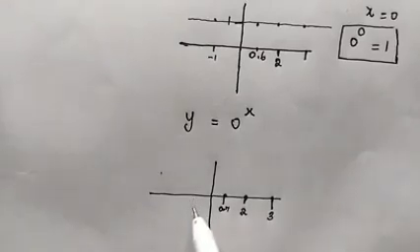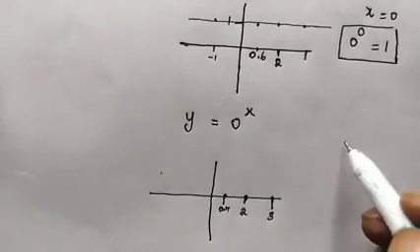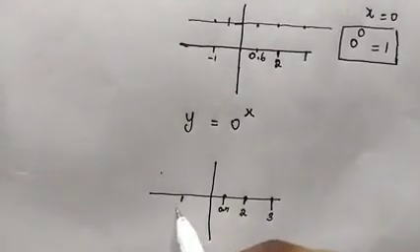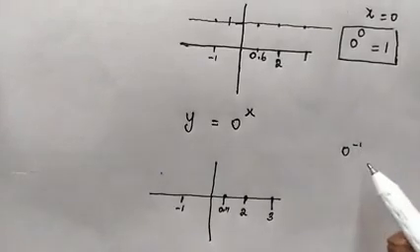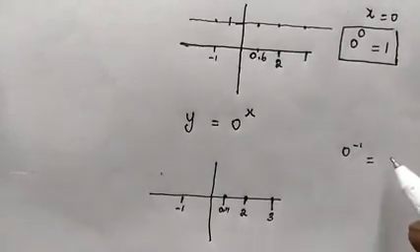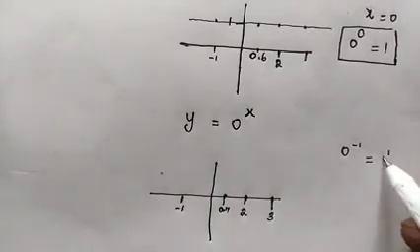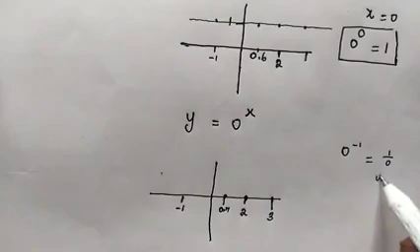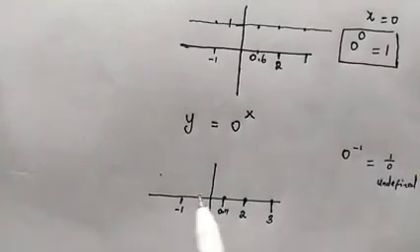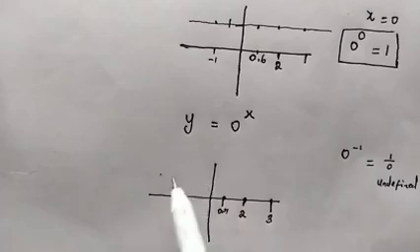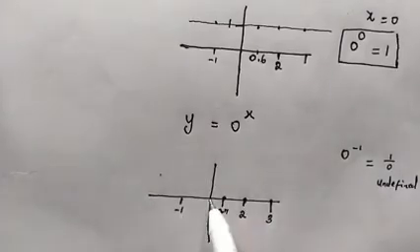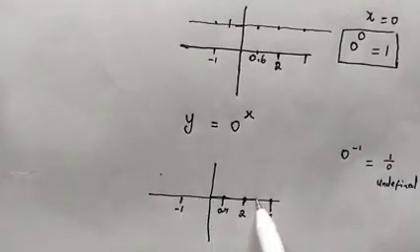Consider when x is negative. Let's say x is equal to negative 1. Let's see the corresponding value for y. Then we're going to have 0 raised to the power of negative 1. Using the exponent rule, this is going to be 1 over 0, which is clearly undefined. So on the negative side, the expression will be undefined. So this is our graph.